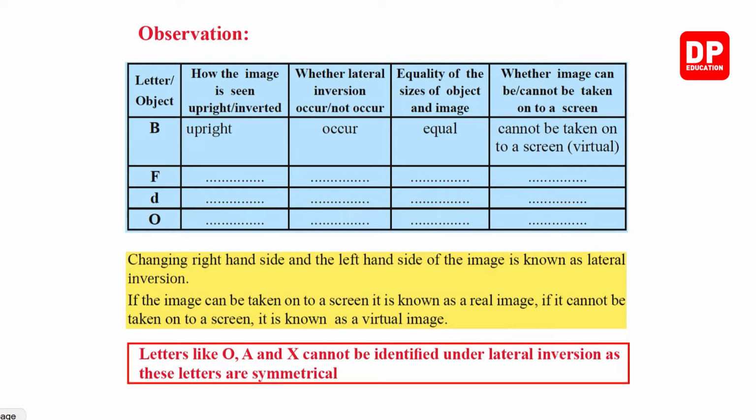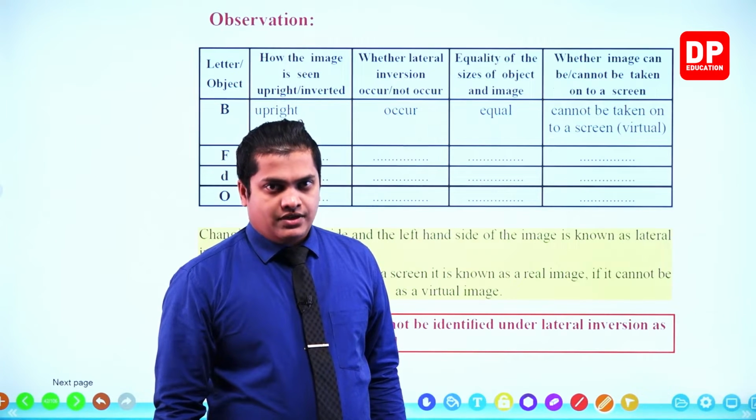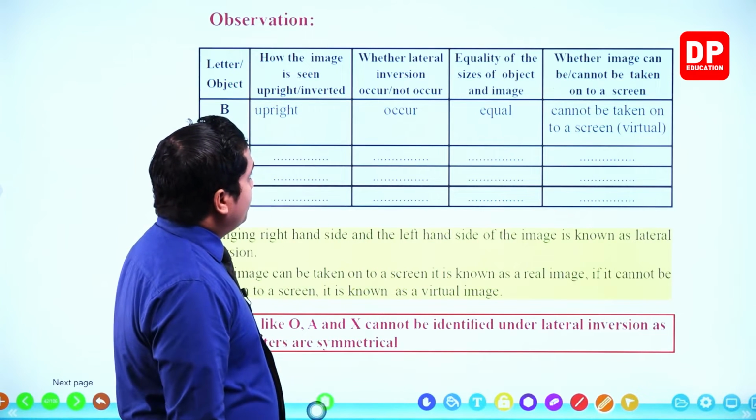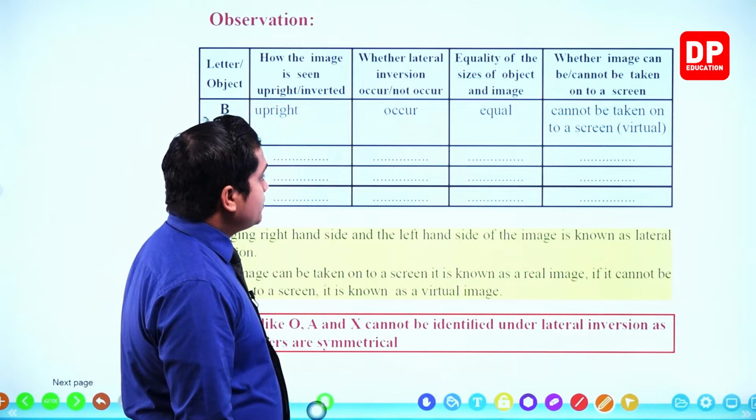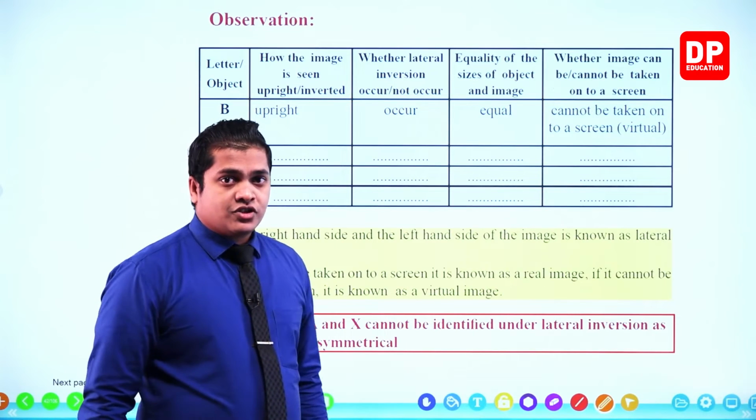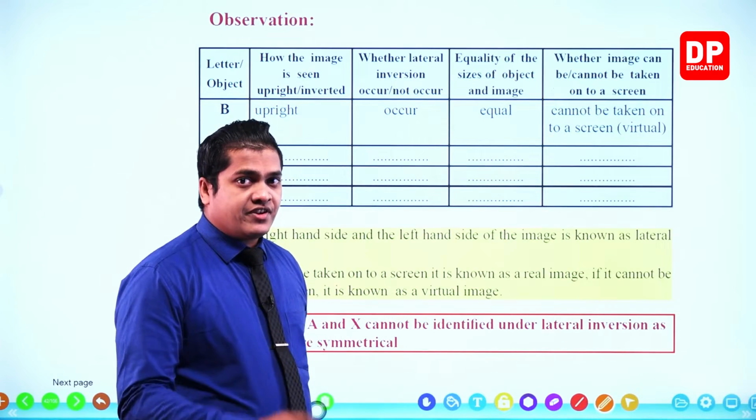See, so letter B, F, D and O, simple D and O, how the image is seen, upright or inverted. Upright means in the same direction as the object. Inverted means to the opposite direction as the object. That means upside down, inverted. Then whether lateral inversion occurs or not. Lateral inversion, can you remember? Switching of left and right sides.